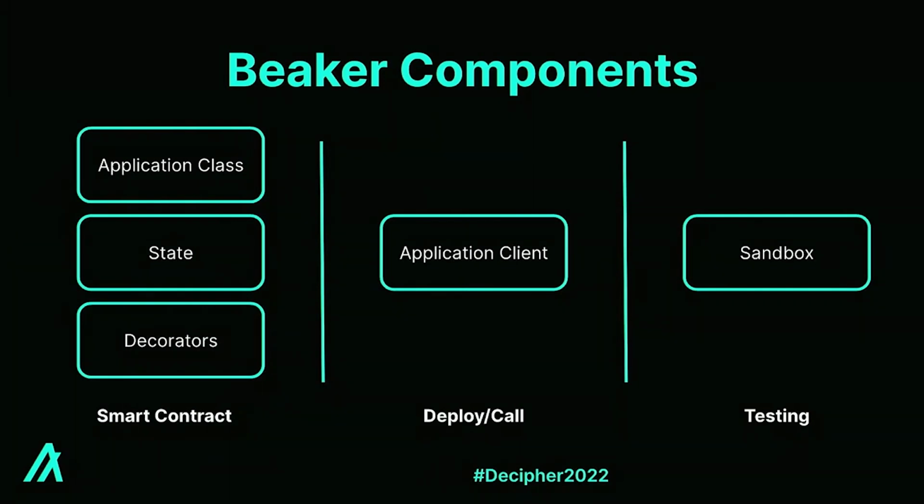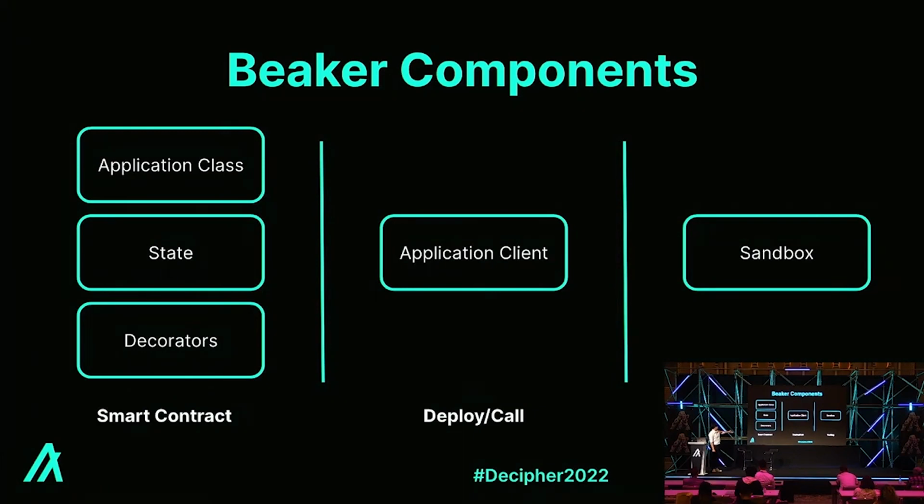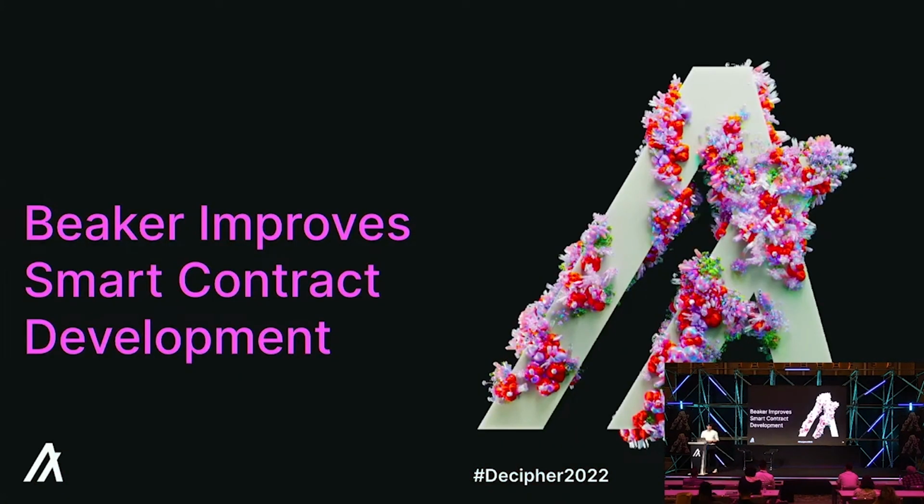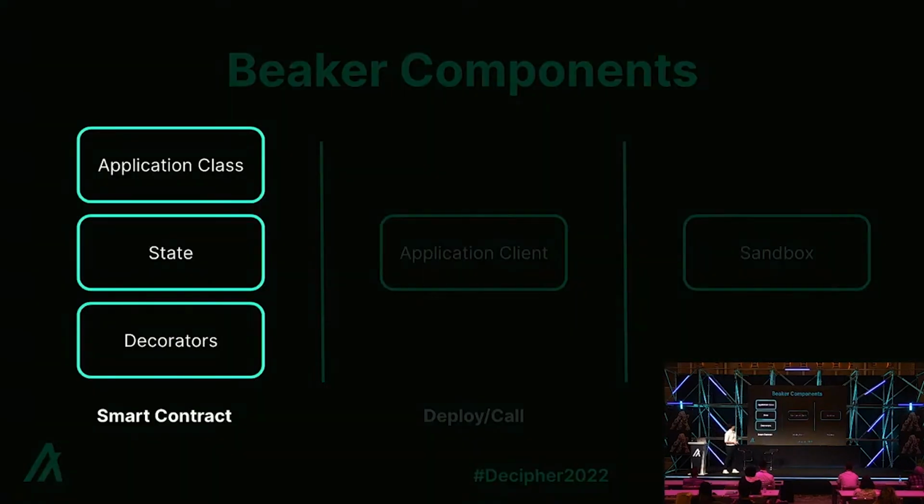So these are the Beaker components. We have 3 pillars to improve smart contract development. We have the application client for deploying and calling, and we have the Sandbox module for testing. Now let's talk about how Beaker improves smart contract development. That's the right pillar over here.